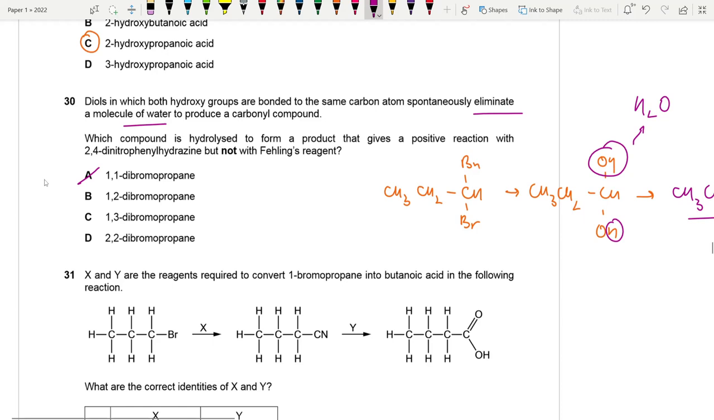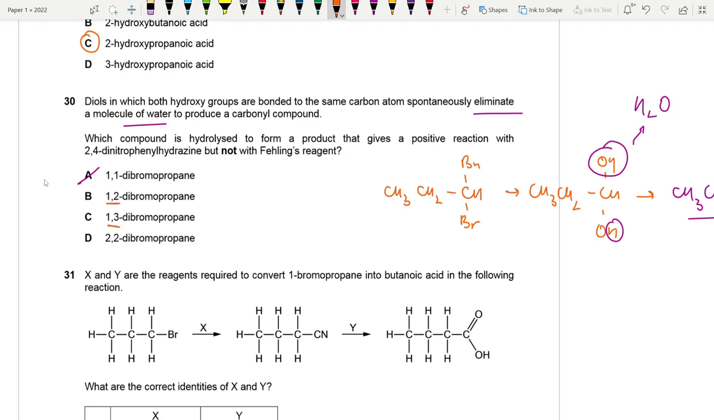Just now let's look at 1,2. This is CH3CHBrCH2Br. So after hydrolysis it's going to turn into CH3CHOHCH2OH. This compound won't spontaneously hydrolyze. Do you get it? So it's not going to turn into a carbonyl compound. So B is wrong. Basically, if it's not on the same carbon, there's no point in checking it out.